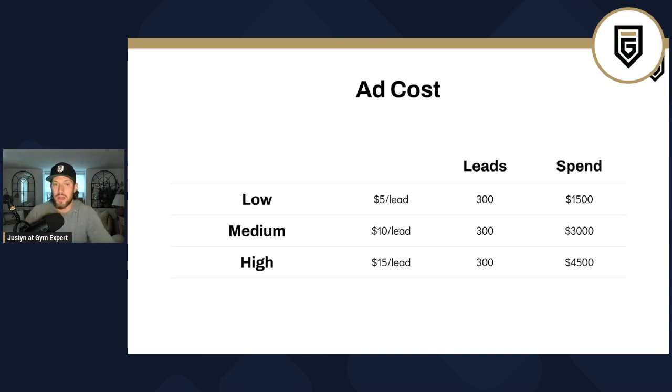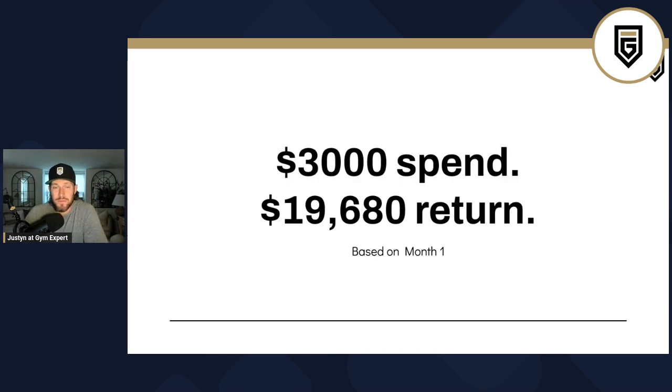But let's just take the middle ground. Let's say it's $10 a lead. You've got a $3,000 ad spend, which is about $100 a day, and you're getting $19,680 in return. Would you spend $3,000 to make $19,680? This is based on month one. And I imagine the answer to that question is probably yes. So achieving these types of numbers are extremely, extremely doable.